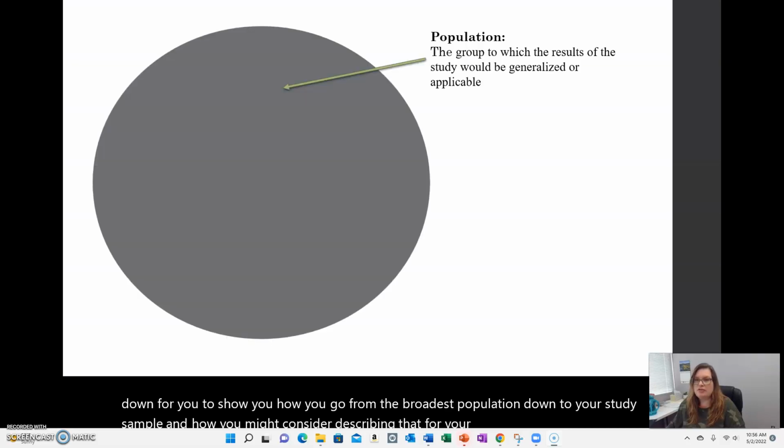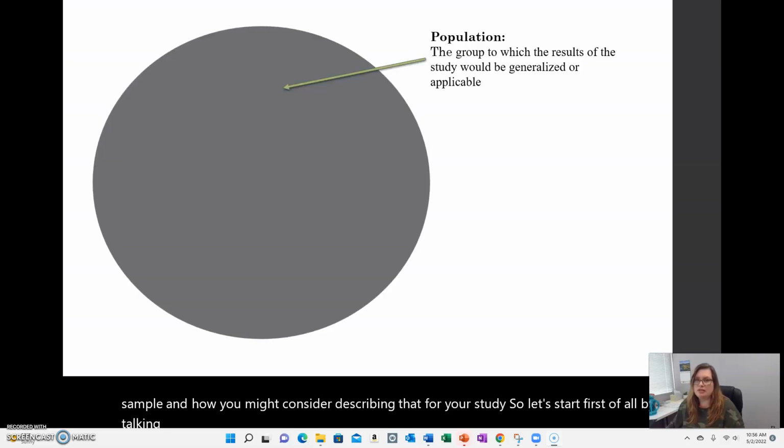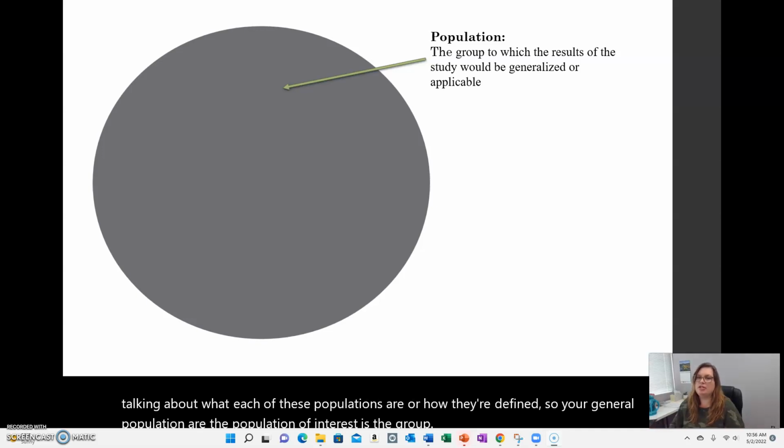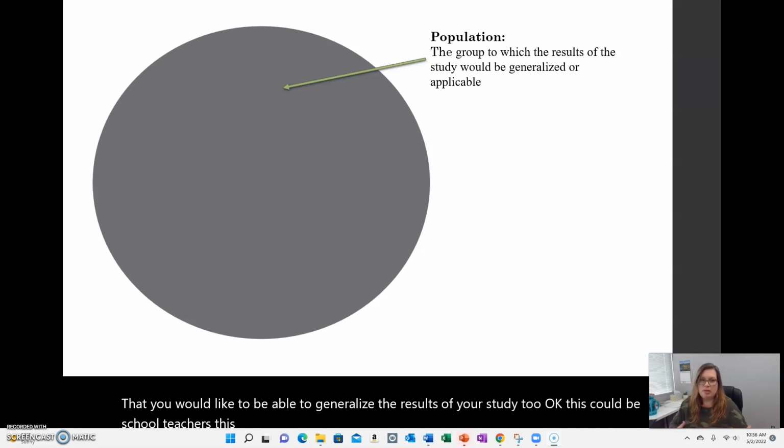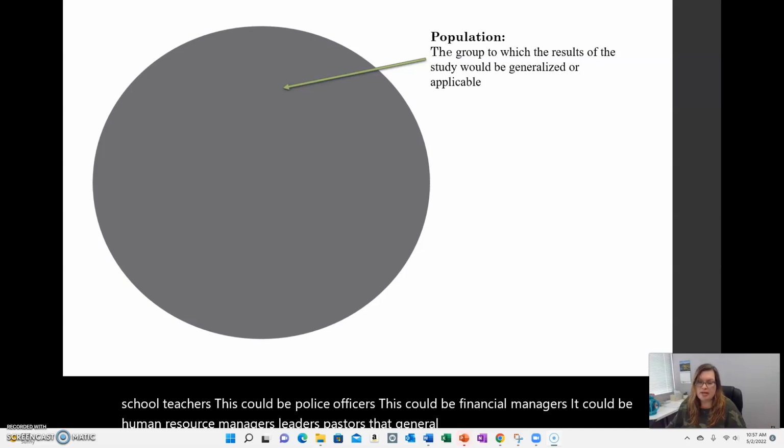So let's start, first of all, by talking about what each of these populations are and how they're defined. Your general population, or the population of interest, is the group that you would like to be able to generalize the results of your study to. This could be school teachers, police officers, financial managers, human resource managers, leaders, pastors. That general population is what you're describing here.